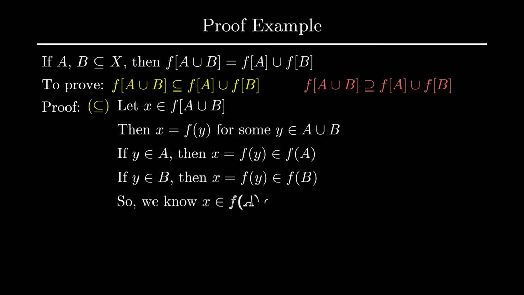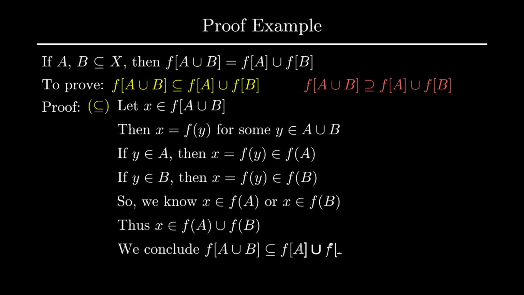So we know y is in f(A) or y is in f(B). By using set notation, we have y is in f(A) ∪ f(B). So at the beginning of the proof, we let y be in f(A ∪ B), and now we have y is in f(A) ∪ f(B). Thus, we can conclude that f(A ∪ B) is a subset of f(A) ∪ f(B). So now we have proved the forward direction.